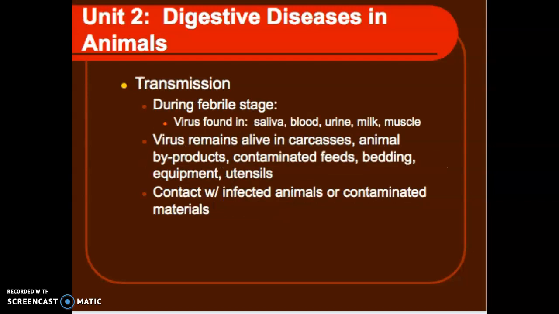As we turn to transmission, during the febrile phase you'll find the virus in just about every way that an animal can shed it, whether it's saliva, blood, milk, or muscle. That virus even remains alive in the carcass and animal byproducts, so it can contaminate feed, equipment, utensils, anything you've got on the farm, even the soil. Anything that comes in contact with those infected animals is contaminated material.